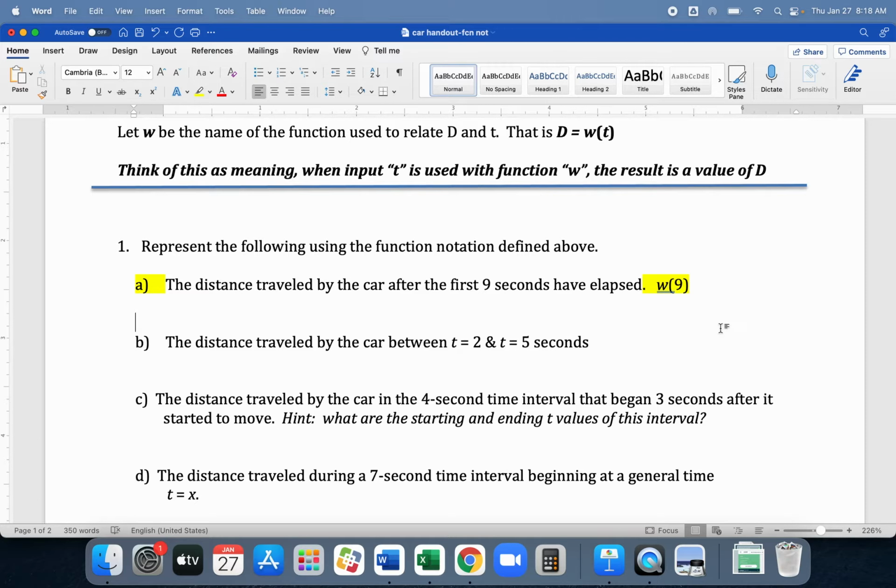Alright, so for part B, this wants to know the distance traveled by the car between 2 points in time. I don't have a formula that I just plug in a single number and I get between 2 points in time. The only relationship I have is how far it's traveled since it began moving. How can I use function W here to do anything with how far it traveled between time 2 and time 5? Any thoughts on what I could do with function W?